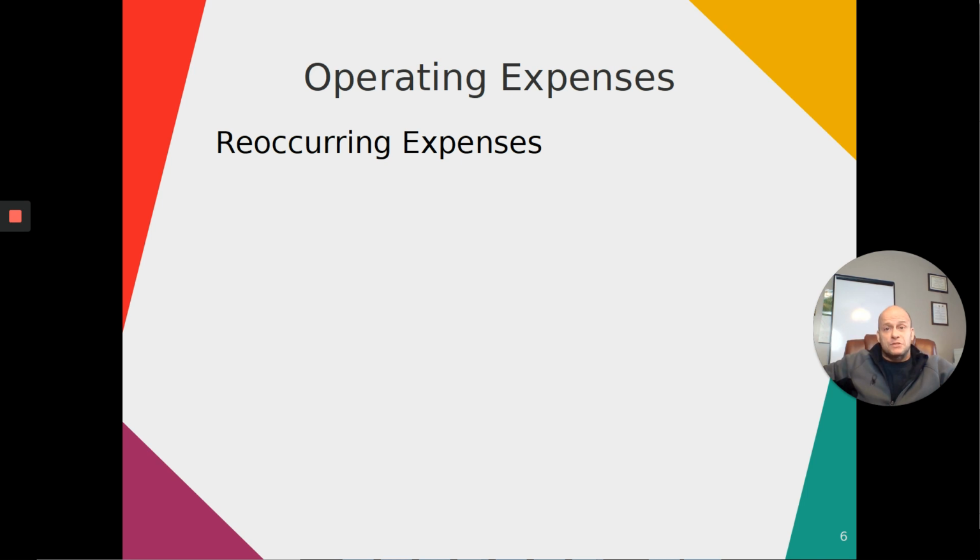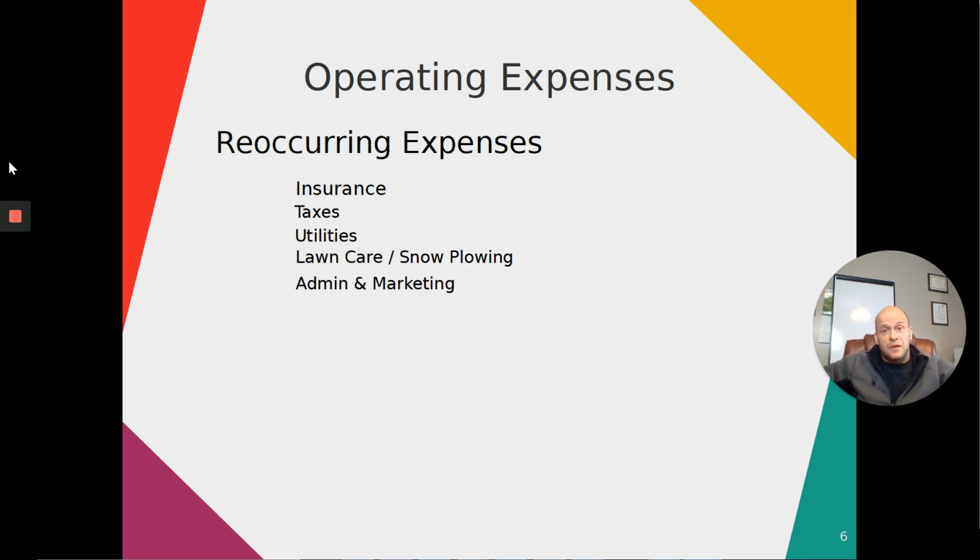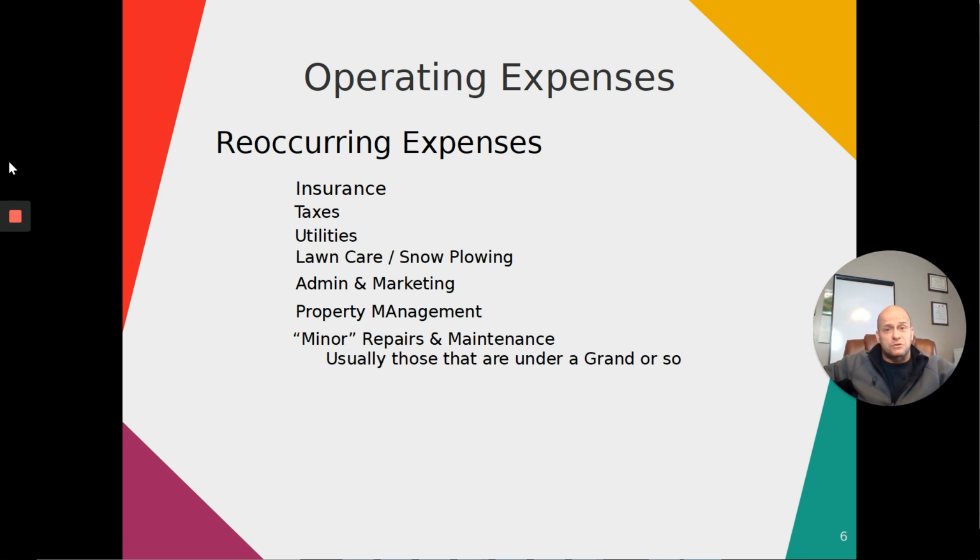Your operating expenses. Operating expenses are those recurring expenses. It's those expenses that keep the property running. Items like insurance, taxes, utilities, lawn care and snow plowing, admin and marketing, property management, and minor repairs and maintenance, usually under $1,000 or so. So things like unclogging a drain, replacing a brick in the exterior steps, repairing a pothole in the parking lot, things along those lines.